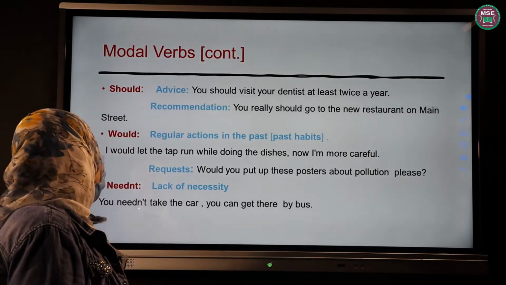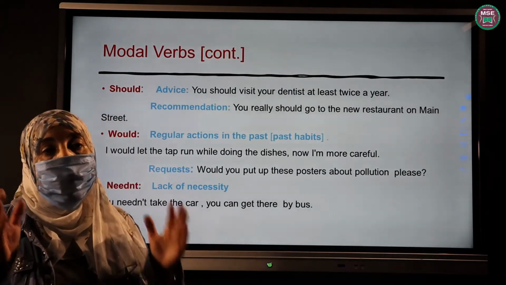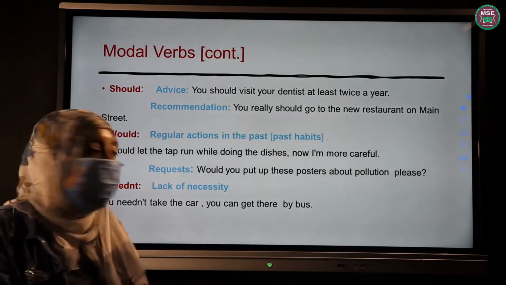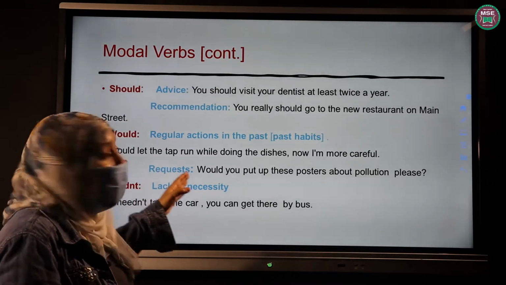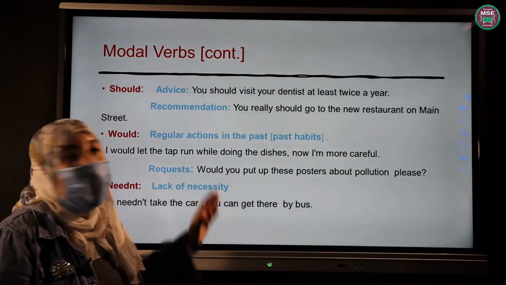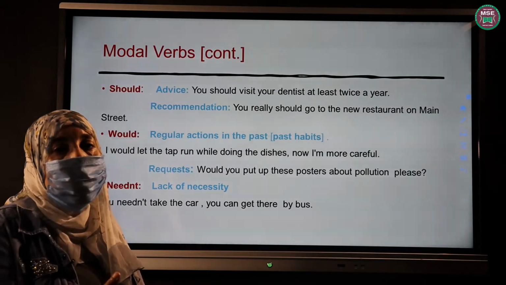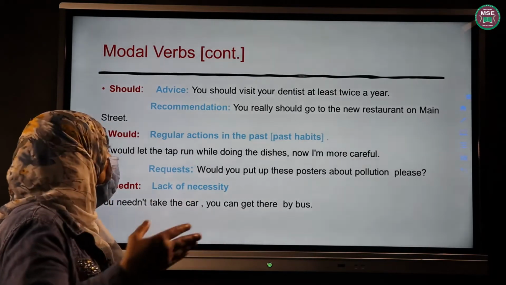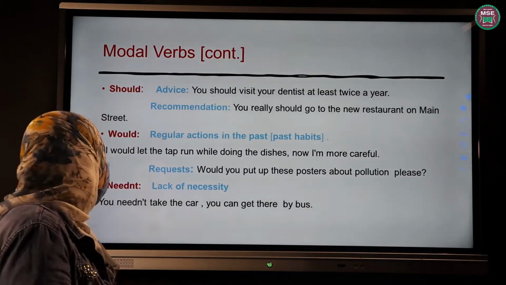Would, it's used for regular actions in the past. Past habits. You used to do it, but now you stop. Like when I say, I would let the tap run while doing the dishes. Now I am more careful. It means that in the past, I used to do this, to let the tap run. But now, I'm a little bit more careful.